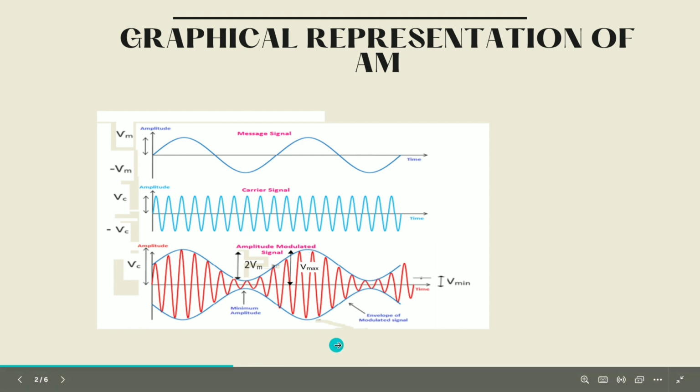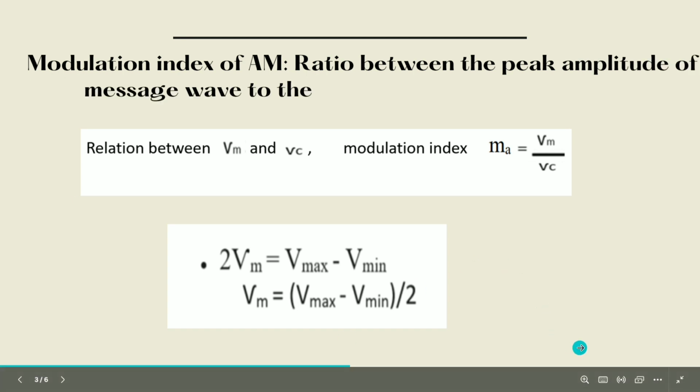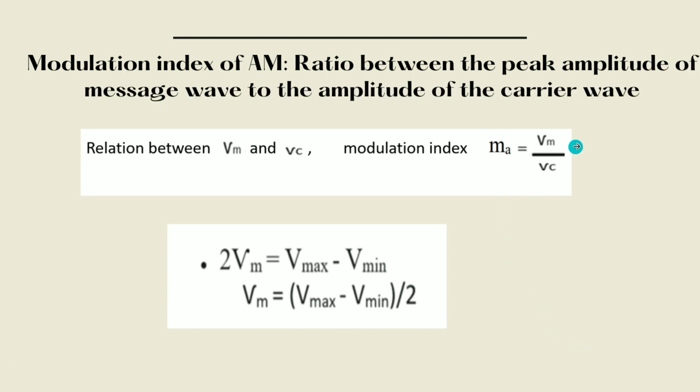So by using this graphical representation, we are going to calculate the modulation index. Modulation index is nothing but the ratio between the peak amplitude of the message signal and the peak amplitude of the carrier signal. That is, MA is equal to Vm by Vc. MA is nothing but the modulation index for the amplitude modulated wave. So for that calculation, we are in need of Vm as well as Vc.